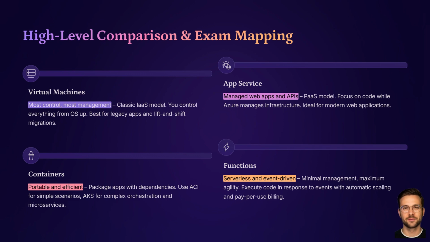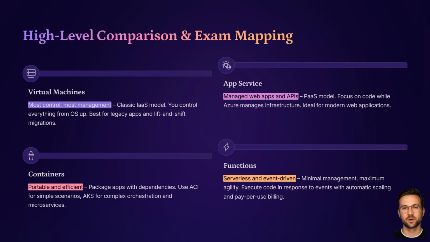In general, as you move from VMs to app service to containers to functions, you trade some control over the environment for more platform automation and simplicity. From an AZ-900 exam perspective, it is important to recognize which compute option fits which type of requirement.